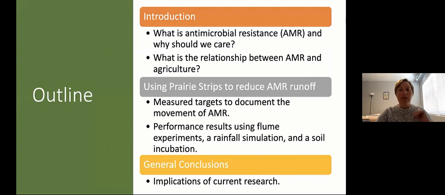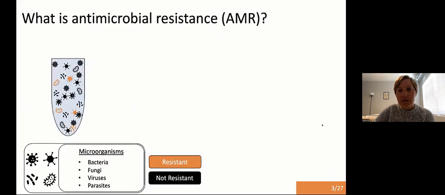I'm then going to move into covering some of the work from my time as a student at ISU, which involved looking into using prairie strips as a management practice to limit the transport of AMR contaminants within agricultural systems. And here we'll talk about the common contaminants associated with AMR. And then I'll also get into discussing 3 different research projects that I was a part of. And then finally, at the end, I'm going to try to bring everything together and give you some of the major implications from this research before getting to questions at the end.